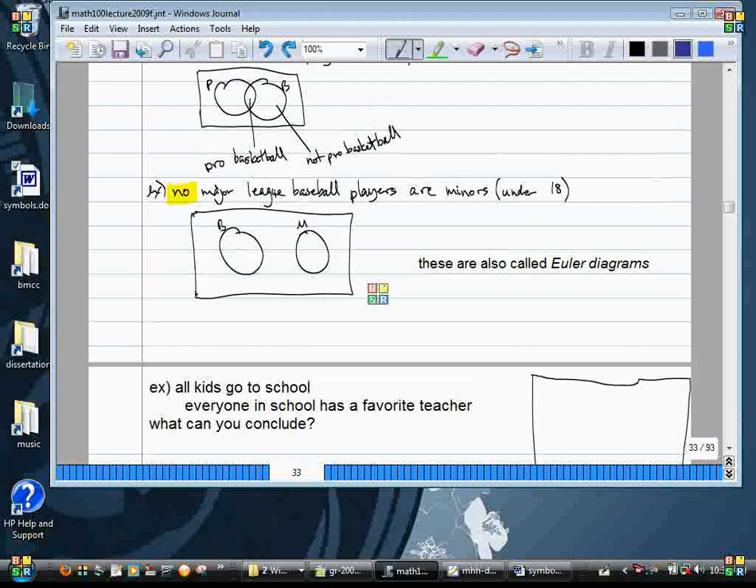Now, all kids go to school. Everyone in school has a favorite teacher. What can you conclude? All kids in school have a favorite teacher? Basically. So, just make a statement about kids. All kids have a favorite teacher. So the idea is we're sort of jumping over the school part just to make a statement about kids, and we're making the connection with favorite teacher. So does that make sense?